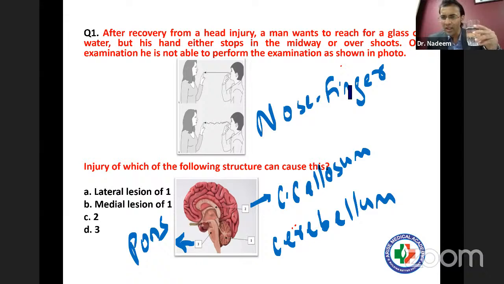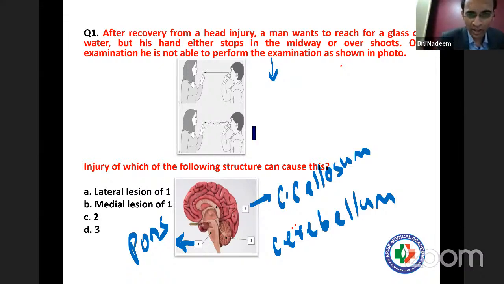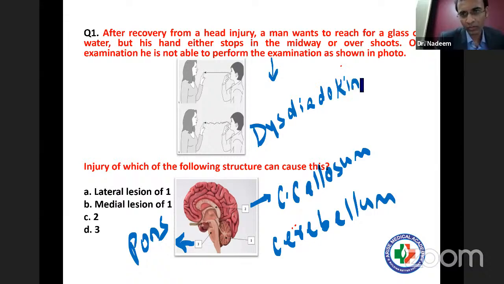So which part of the brain can be injured here? With the help of this nose finger test, according to the clinical situation, my patient is having dysdiadokinesia. I hope you remember this one, dysdiadokinesia. What is the meaning of dysdiadokinesia? Alternate movements will not be able to be performed by the patient. So now I have to understand injury of which part of the brain can cause this kind of symptom.